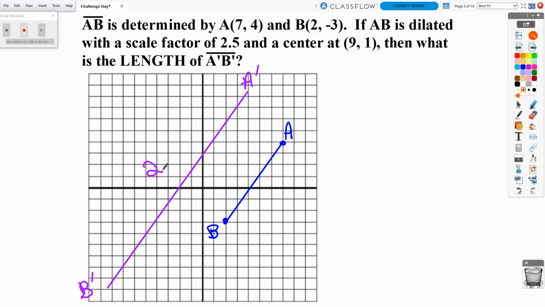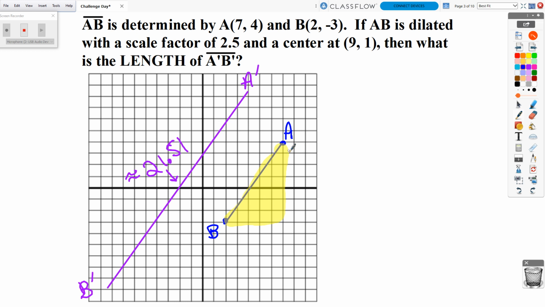Here, hold on. Let me go back. This was approximately 21.51, right? If we go back and look at the original segment AB, let's see how long it is. And you might go, it's not 21.51. That's true, it's not 21.51. But let's dive a little deeper here.